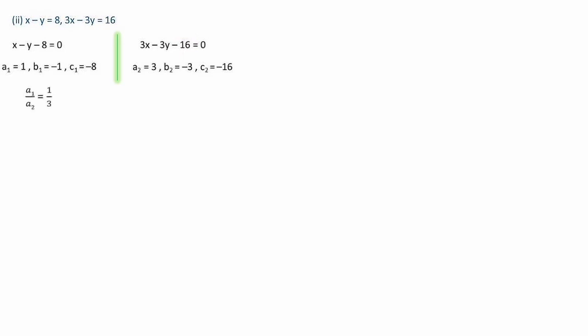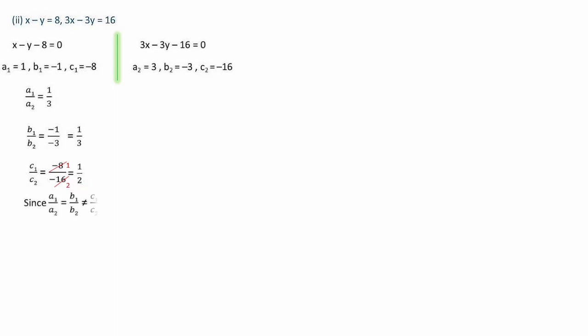Then we will go with a1 by a2. Here a1 is 1, a2 is 3, so 1 divided by 3. Next is b1 by b2. Here b1 is minus 1, b2 is minus 3, so minus 1 by minus 3. When you cancel the minus in both numerator and denominator, we get 1 by 3. Next is c1 by c2, that is minus 8 divided by minus 16. When you cancel 8 in the numerator and denominator, it comes as 1 by 2.